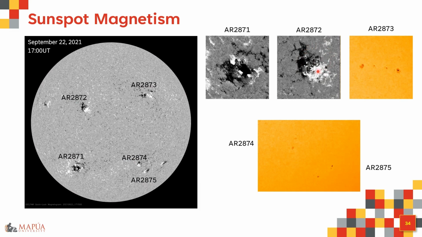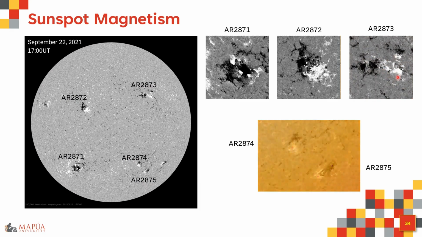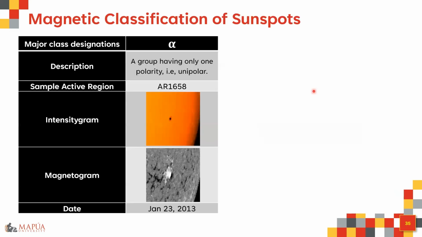Same goes with AR 2873. One side is black, the other side is white. Same goes with 2874 and 2875. But as I mentioned earlier, these sunspot groups did not emerge like this right from the start. They actually grew from a unipolar configuration into bipolar, and then eventually it will be more complicated. Because of this, we can classify them with a magnetic classification.